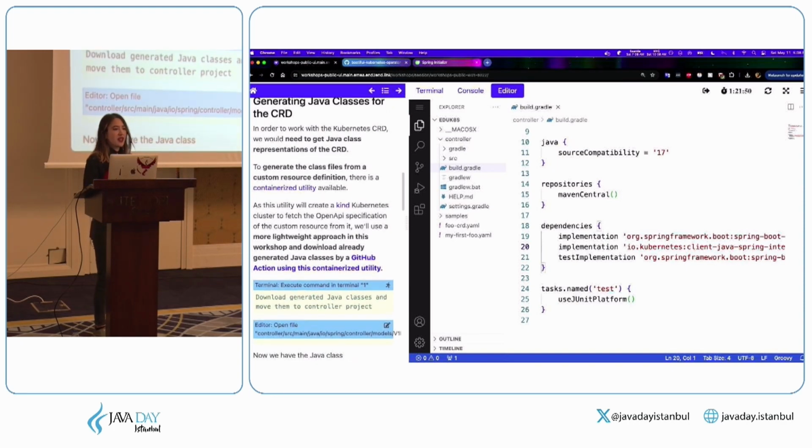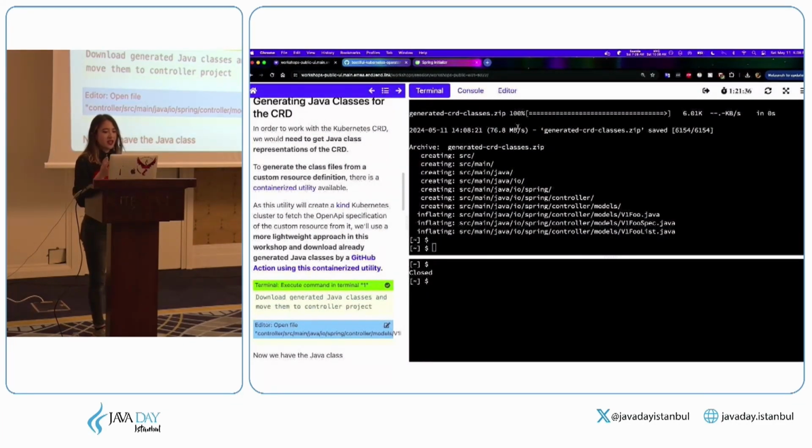So there is this utility that uses a cluster. It uses kind, and basically it uses the OpenAPI specification. It takes that YAML that we have for our custom resource definition and turns that into Java. So we ended up just downloading all of that instead of actually running it at the current time, because nobody wants to just sit here and watch all of that.